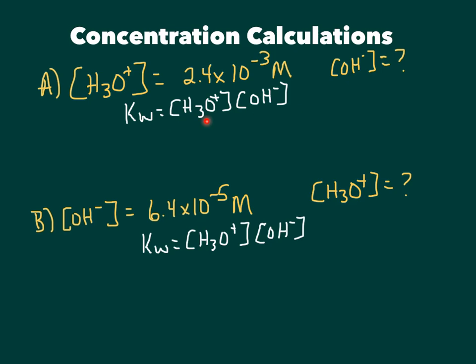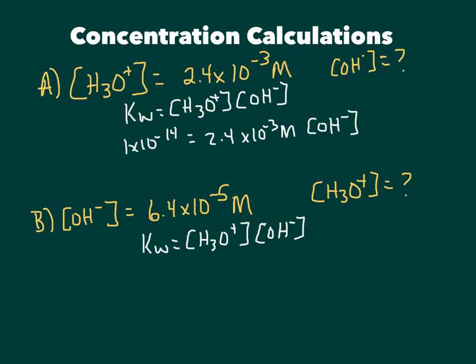So we're going to use this formula, Kw equals hydronium ion concentration times hydroxide ion concentration. We know what Kw is. It's 1 times 10 to the negative 14th. We know what H3O plus is. So now we just have to solve for OH. And so in order to get OH by itself, we do Kw divided by this H3O plus. And so I'd like you to plug these all in right here. And so we get 1 times 10 to the negative 14th equals 2.4 times 10 to the negative third molar that is, and then times OH minus.